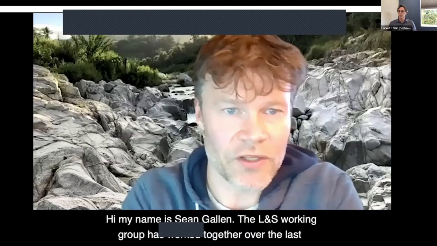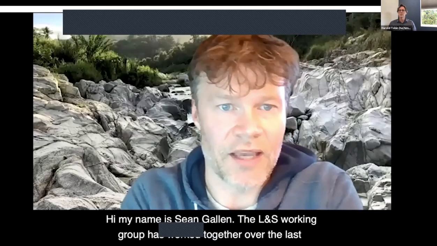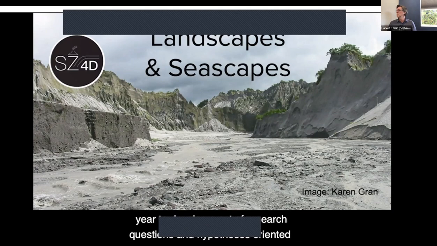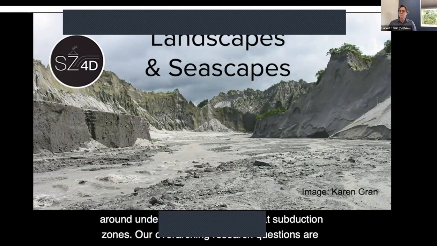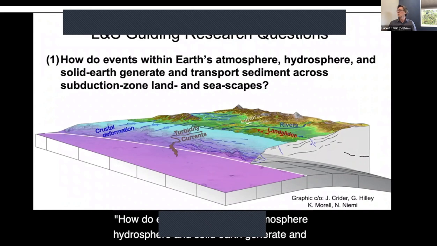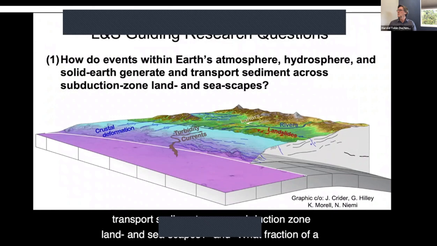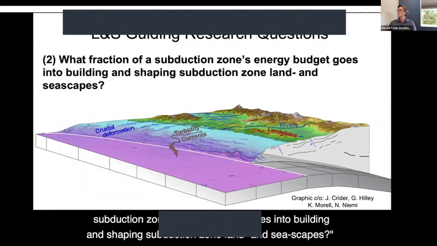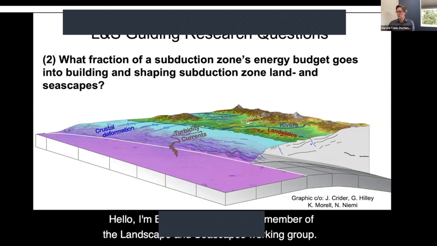Hi, my name is Sean Gallen, and the LNS Working Group has worked together over the last year to develop a set of research questions and hypotheses oriented around understanding geohazards and subduction zones. Our overarching research questions are: how do events within Earth's atmosphere, hydrosphere, and solid Earth generate and transport sediment across subduction zone land and seascapes? And what fraction of a subduction zone's energy budget goes into building and shaping subduction zone land and seascapes?